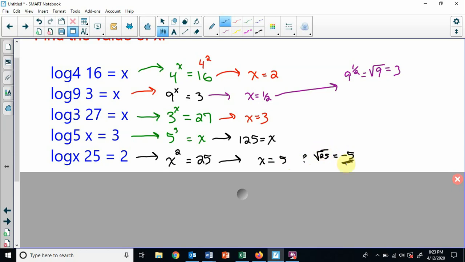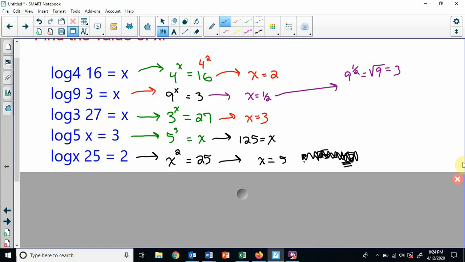But we have to be careful with negatives because logarithms can only deal with positive bases here, positive inputs here, okay, the x's and things. So for this one, the log really can't take a negative there. So we're just going to answer with the principal square root, just the positive 5.